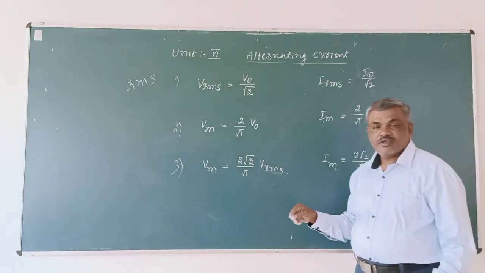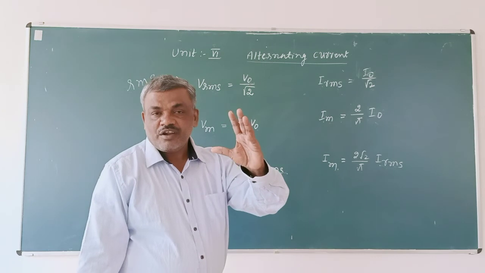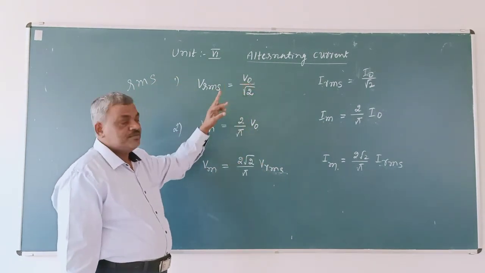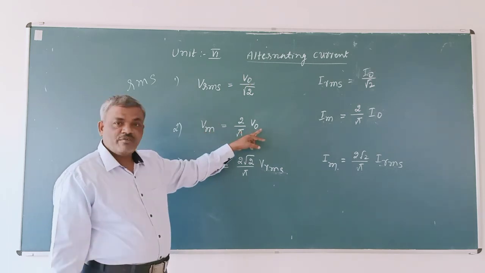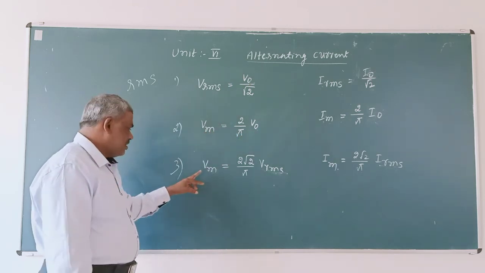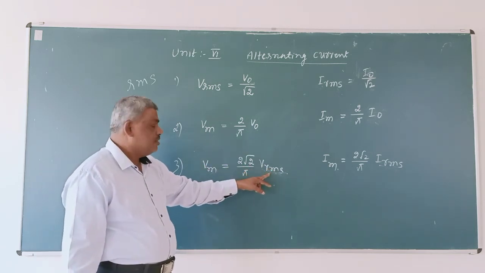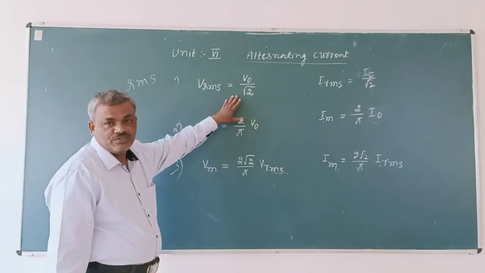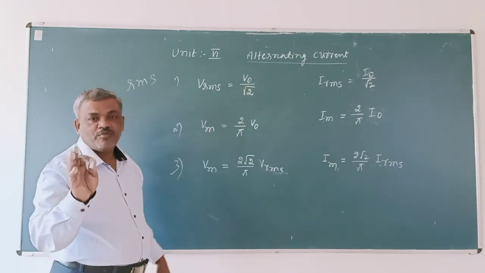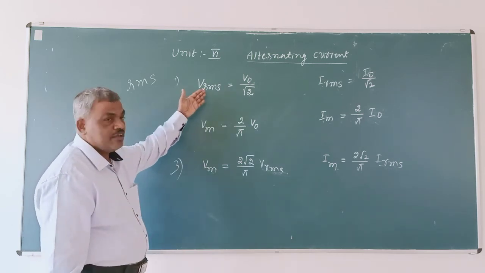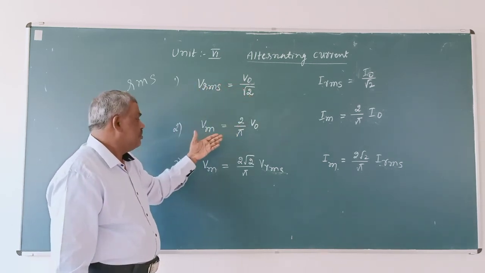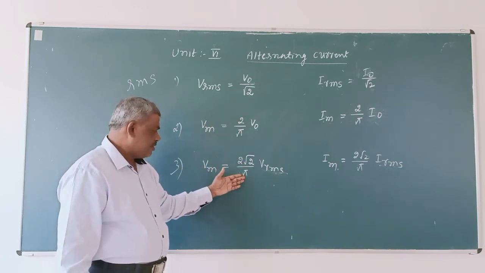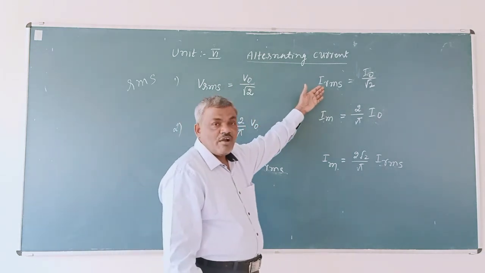These mathematical relations for alternating voltage and current are very important. Write the relation between RMS and peak value of voltage, between mean and peak value of alternating voltage, and between mean and RMS value of alternating voltage. So now we practice the three equations: Vrms equal to V naught by root 2, Vm equal to 2 by pi V naught, Vm equal to 2 into root 2 by pi Vrms. And similarly the alternating current equations.